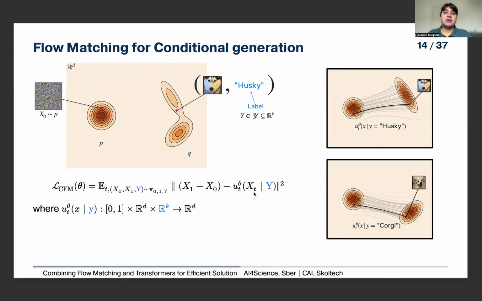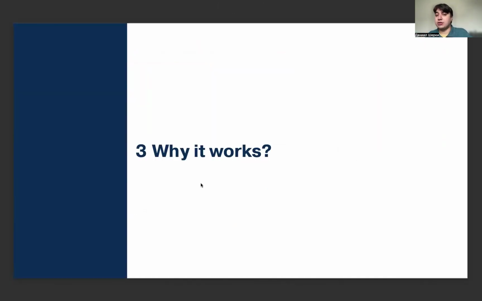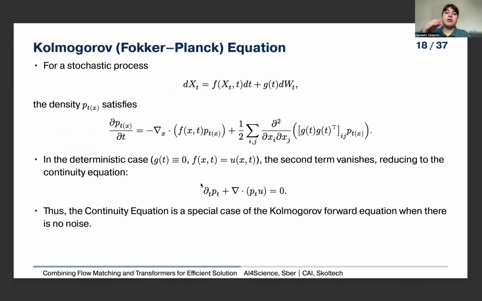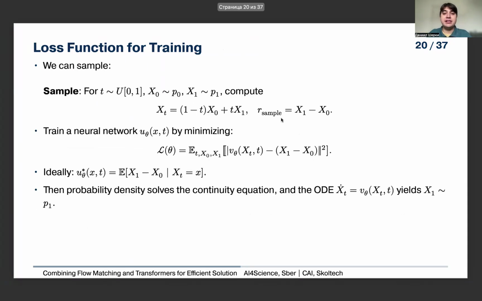To make generation conditional, we supply u theta with information about the distribution we want to reach. The loss function is modified according to this equation. The resulting velocity field over time is illustrated here. But why does this work at all? A stochastic process satisfies the Kolmogorov forward Fokker-Planck equation, which governs the time evolution of probability density. Removing the stochastic term yields the deterministic continuity equation. Our task is to find velocity fields u(x, t) that satisfy the continuity equation. The original flow matching paper proves that if the paths are defined by linear interpolation and the model is trained with the loss above, and trained ideally, u theta indeed satisfies the continuity equation.